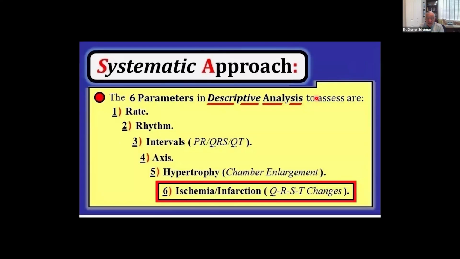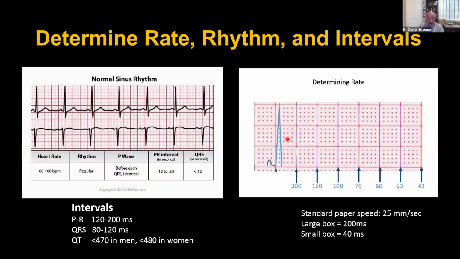Now, we advise a systematic approach to interpreting ECGs. So the parameters to assess are rate, rhythm, the intervals, the axis, whether or not there's chamber hypertrophy, and whether or not there's ischemia or infarction. So here's an illustration of normal sinus rhythm. P, QRS, right? There's no real Q wave here. So R, S, and T, recovery.